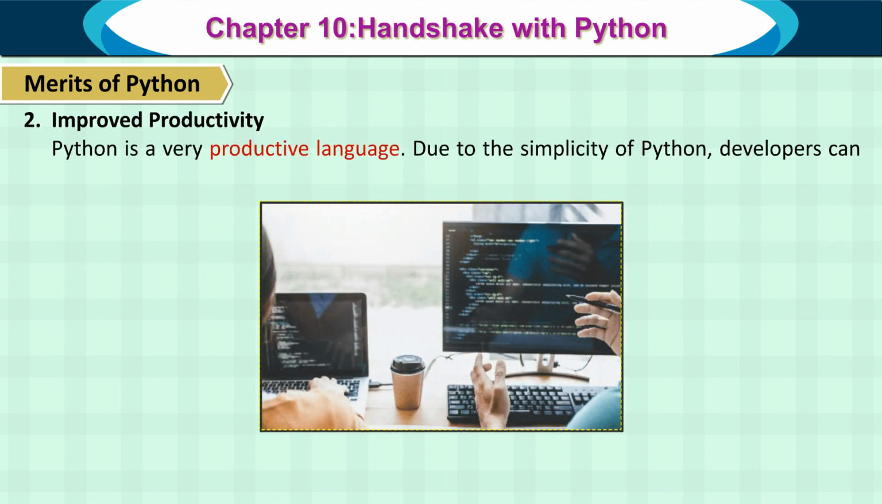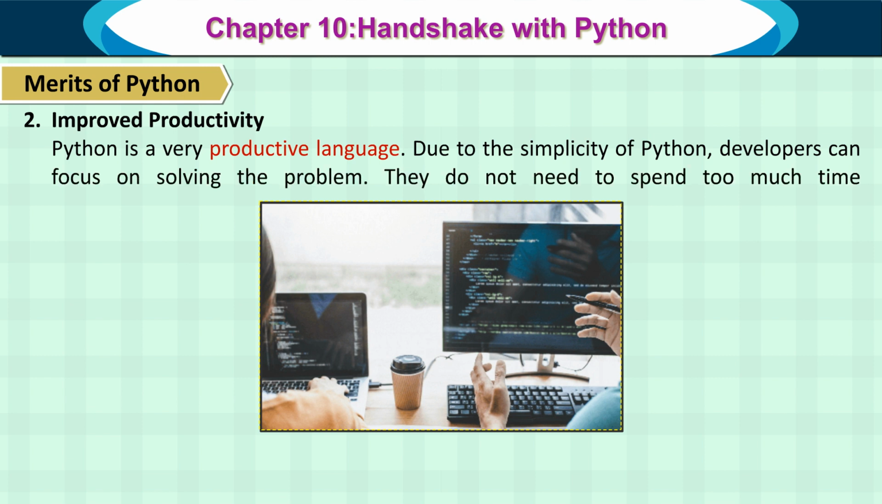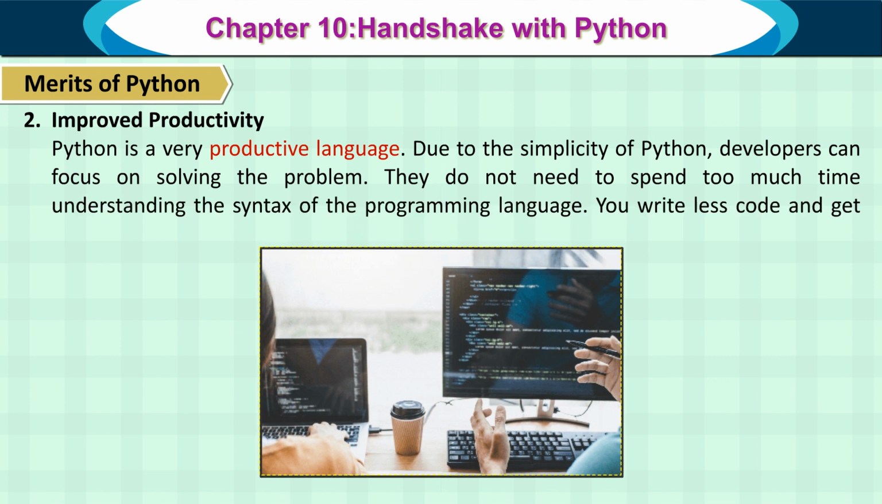2. Improved productivity. Python is a very productive language. Due to the simplicity of Python, developers can focus on solving the problem. They do not need to spend too much time understanding the syntax of the programming language. You write less code and get more things done.